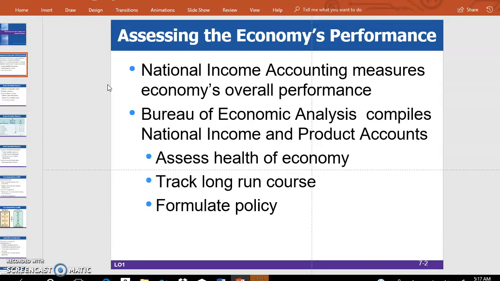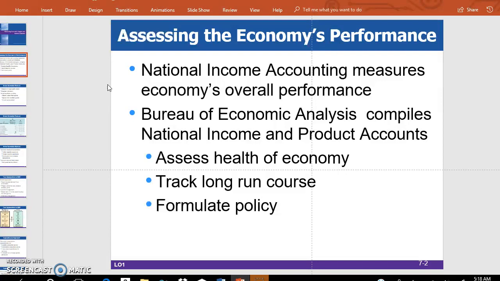Now we have the Bureau of Economic Analysis, BEA. This is a government agency. They make surveys, collect data, compile data, and then edit and publish that data on a regular basis, right? Most often on a quarterly basis, but for inflation, they may do the price index on a monthly basis. So the BEA is responsible for collecting, compiling, and publishing the information of the NIPA, National Income and Product Accounts, right?